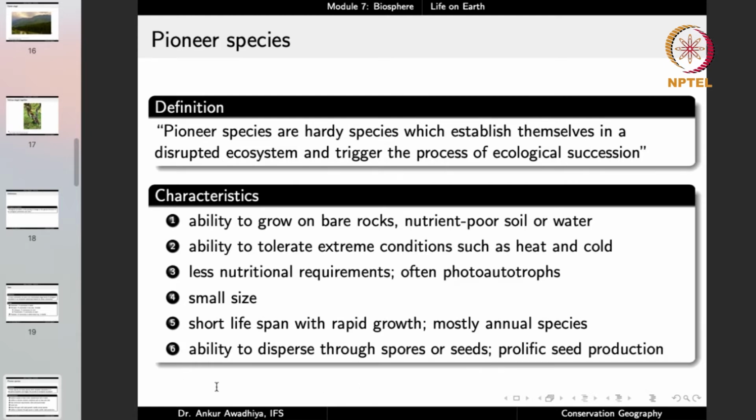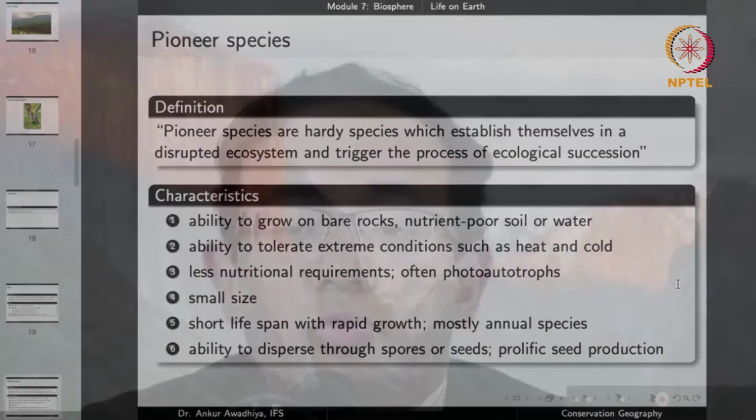Now, why should they have this ability to disperse through spores or seeds? Because otherwise, how would they be the first ones to come into the area? Plants are immobile organisms. They are sedentary. They are fixed in one location. So for these species to come to these bare rocks, there should be a mechanism of movement. And typically this mechanism of movement is through the movement of the spores or the seeds, and mostly this movement is through wind or water.